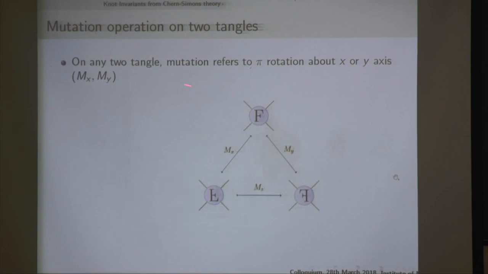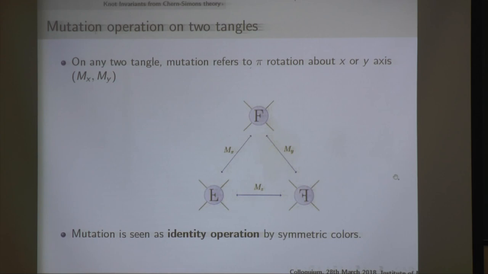Okay. So this is one where we wanted to re-look at the mutation operation. Mutation is that you take a region in your knot which has two ingoing and two outgoing. This is what they call a two-tangle. You can do a rotation by 180 degrees about any of the axes. Since it's a projection, two of them will be independent axes. So if I do a rotation about the x-axis, I'll get whatever is inside this way, or if I do a y-axis rotation, then I can get the other two-tangle.